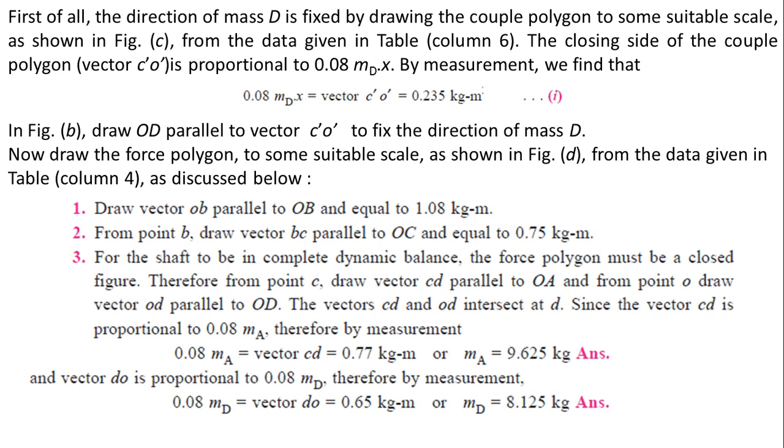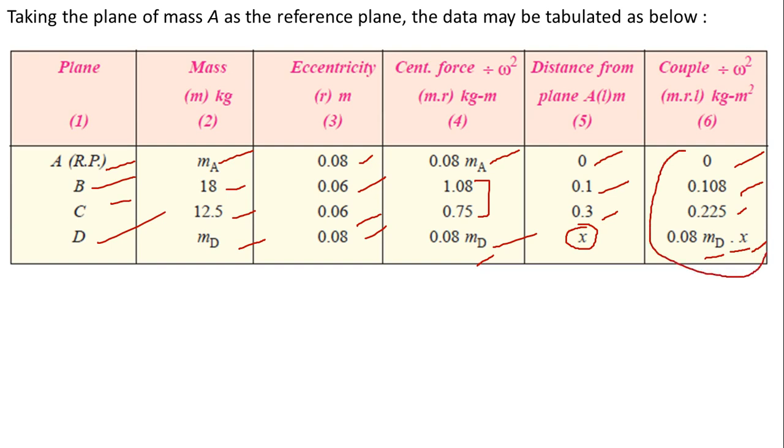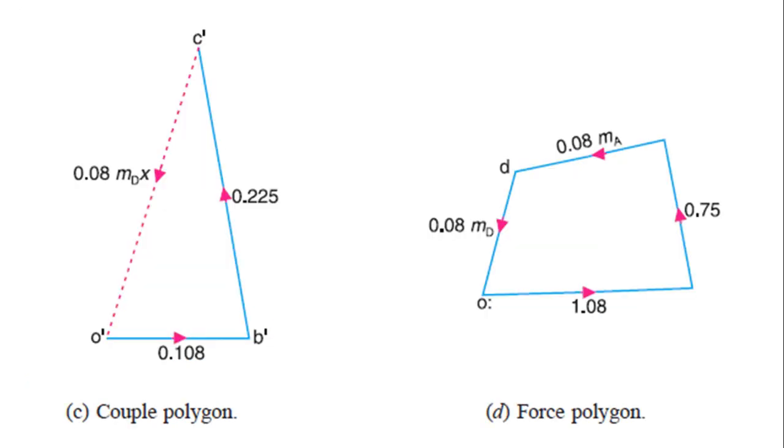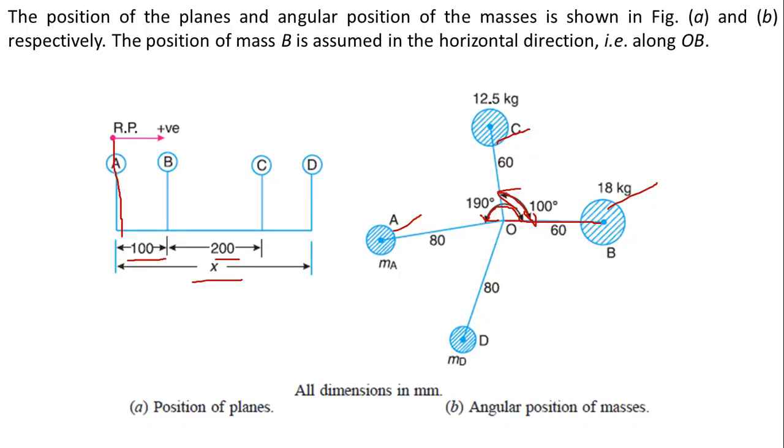Okay, so first of all, the direction of the mass D is fixed by drawing the couple polygon to a suitable scale, and from the given data in the tabular column, with column 6, let us draw the couple polygon. Okay, so the closing side of the couple polygon will be C dash O dash. So first the couple polygon will take O dash B dash, it is given the value as 0.108, then B dash to C dash, this angle is also known to you because the angle is already known to you for this.